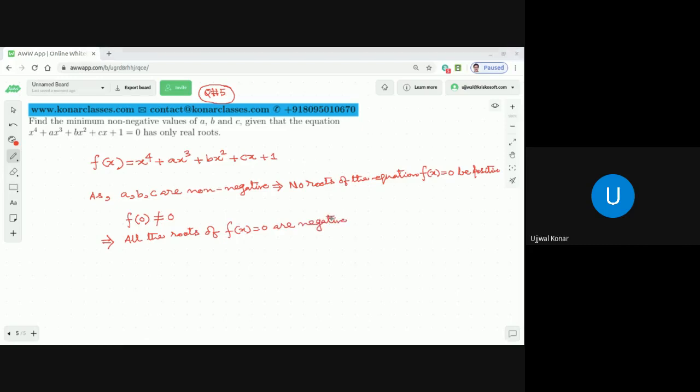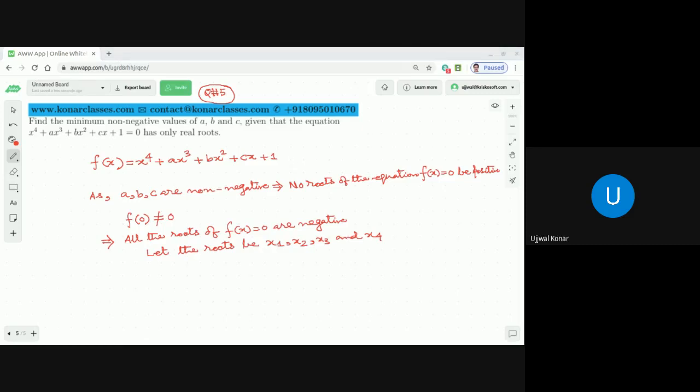Now let's assume those roots are x1, x2, x3, x4. Correct? Let the roots be x1, x2, x3, and x4. So what do we need to show? Find the minimum non-negative values of a, b, c so that the given equation has real roots.